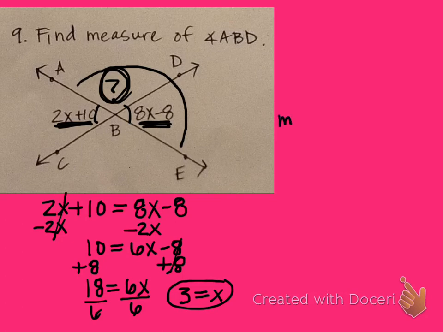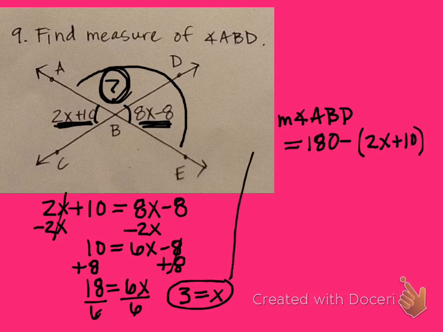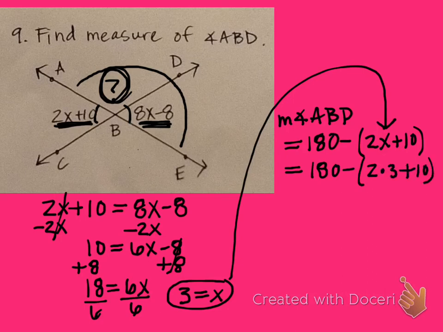So here's our plan. To find the measure of angle ABD, we're going to take 180, and from that we're going to subtract the measure of one of those angles that's already labeled with an expression. You can choose either one, 2x plus 10 or 8x minus 8. I'm going to do 2x plus 10. We're going to replace the x with 3, now that we know its value. So we have 2 times 3 plus 10. 2 times 3 is 6. 6 plus 10 is 16. So 16, if you want to go back to your picture, is the measure of these two vertical angles. I need to figure out what its supplement is. So I'm going to subtract from 180, and that's when we get 164 degrees.